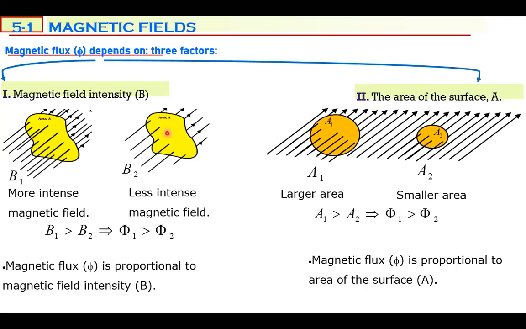So that's why if the magnetic field increases, the magnetic flux through the area also increases. So magnetic flux is proportional to magnetic field intensity.